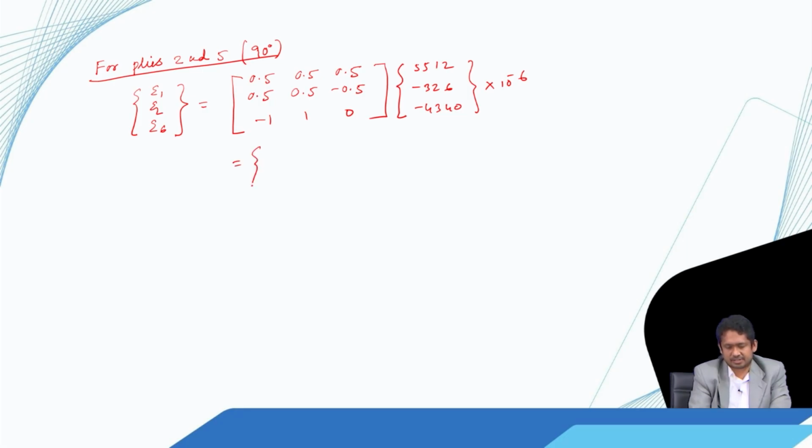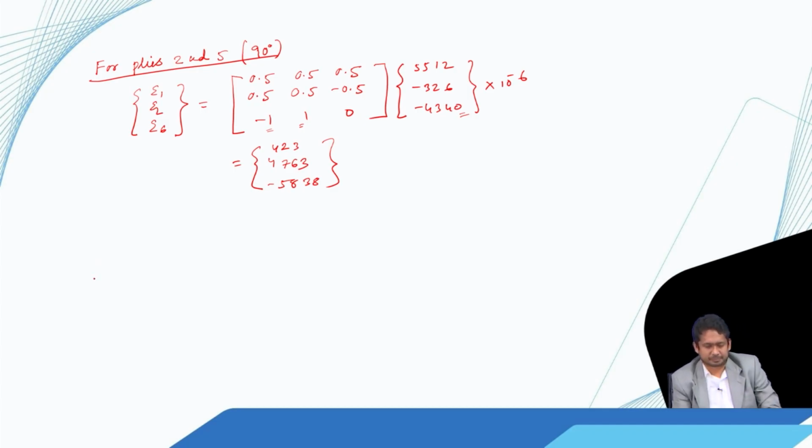And the strains are found out to be 423, 4763 and minus 5838. So, here the engineering definition of strain is used. So, that is why we see these quantities there.